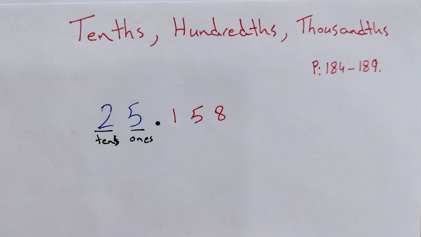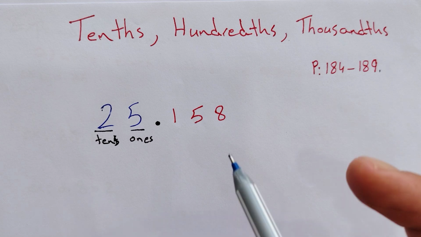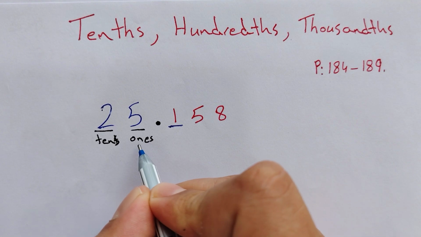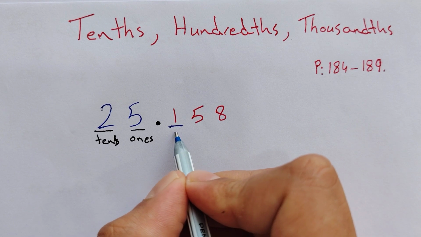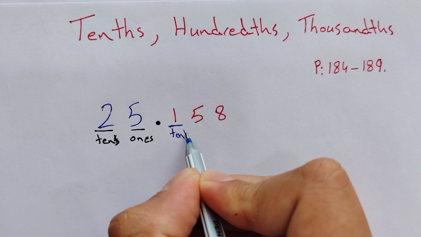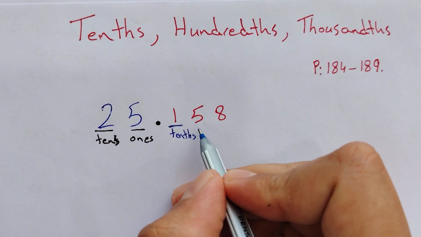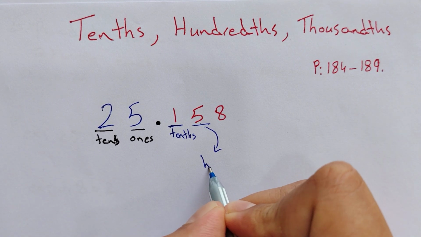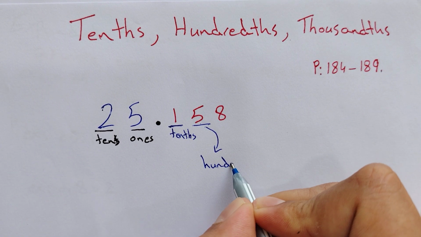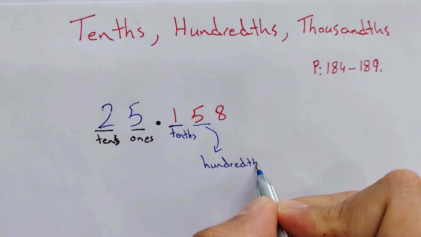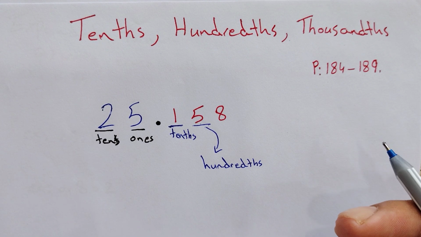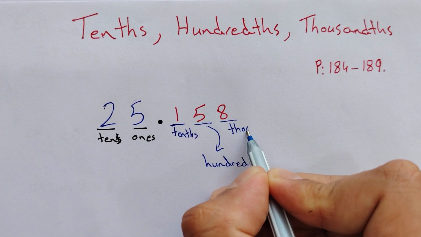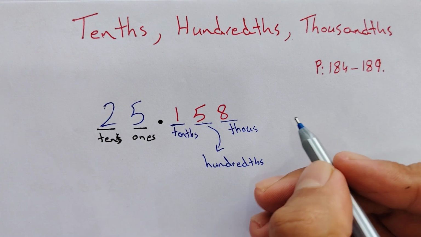Now, in decimals, each place value has its own name, just like in the whole numbers. The first place value in whole numbers is ones, but the first place value in decimals is tenths. Then the second place value in decimals, I'm gonna write it here. We call it hundredths with th. It's just like whole numbers, but we don't have ones here. Then the third place value in decimals, we call it thousandths with th.